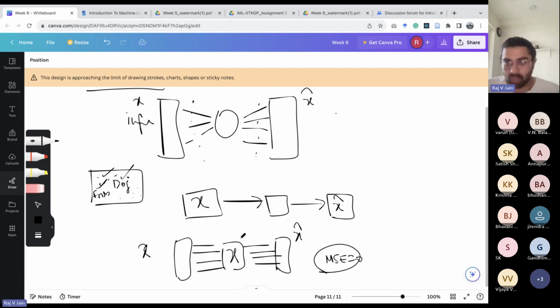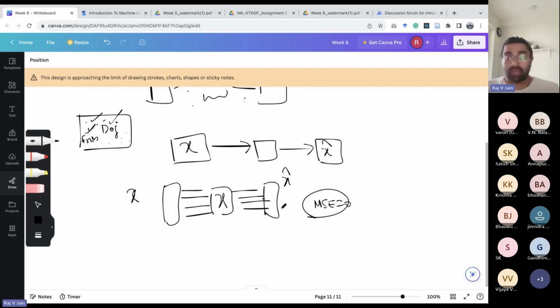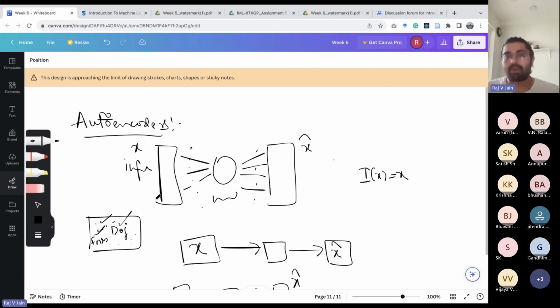But we don't allow that. We say it has to be lower dimension, or that the function I have here cannot be the identity function, that is I of X equal to X. This function cannot be learned here. Those sorts of constraints are generally used to make sure this doesn't happen when you use an autoencoder. Now, one idea which ma'am has mentioned in the lectures is that this allows you to avoid the vanishing gradient problem, the gradient getting diffused. The idea here is that these weights are now capturing some information about X, right?